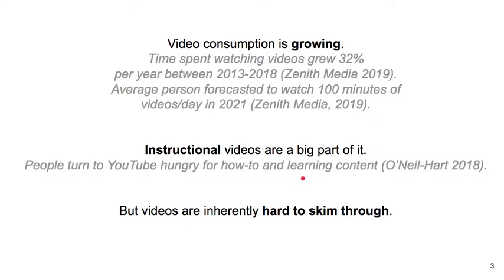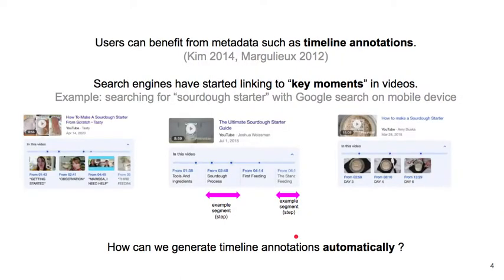But videos are inherently hard to skim through, and I find myself repeatedly clicking on the timeline in order to scroll through a tutorial. Users can benefit from metadata such as timeline annotations. Search engines such as Google have started linking to key moments in videos. So for instance, if you look for sourdough starter on Google search on mobile, you'll see the videos, but also under them an annotated timeline. So each of the steps will appear here with a short caption that describes what the step consists in.